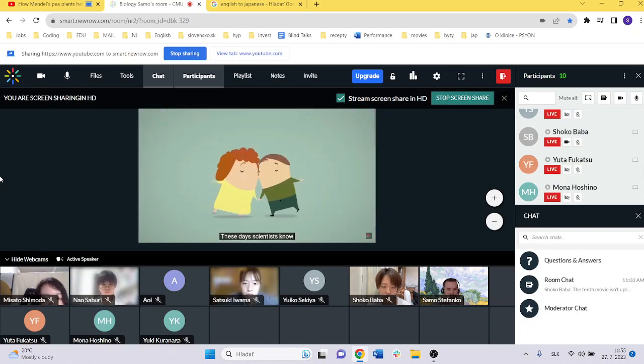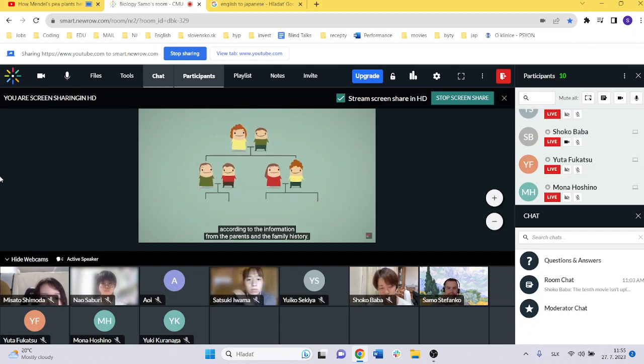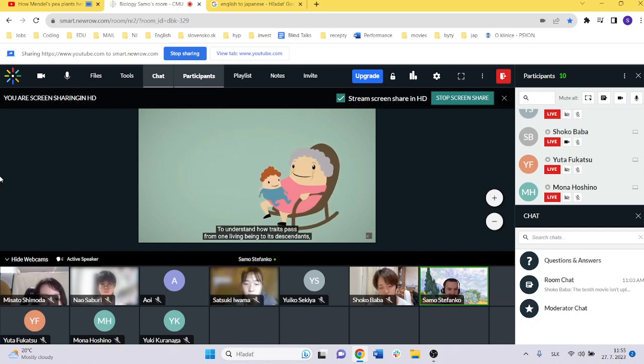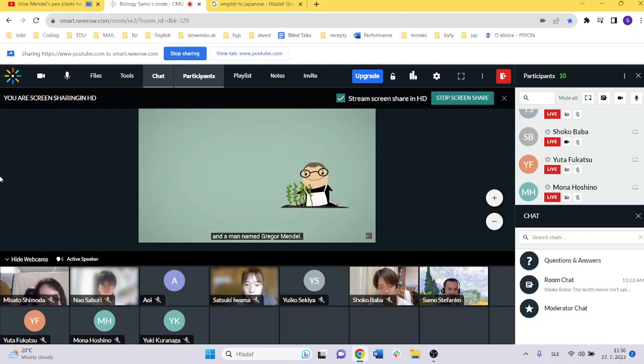These days, scientists know how you inherit characteristics from your parents. They're able to calculate probabilities of having a specific trait or getting a genetic disease according to the information they have from the parents and the family history. But how is this possible? To understand how traits pass from one living being to its descendants, we need to go back in time to the 19th century and a man named Gregor Mendel.